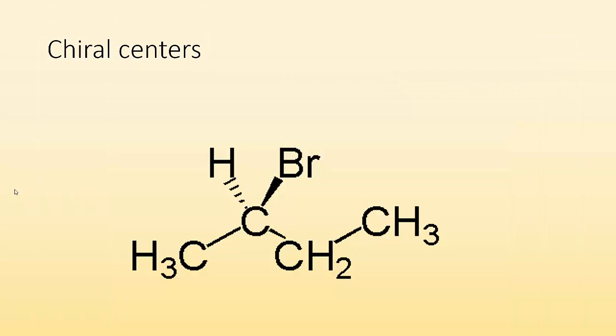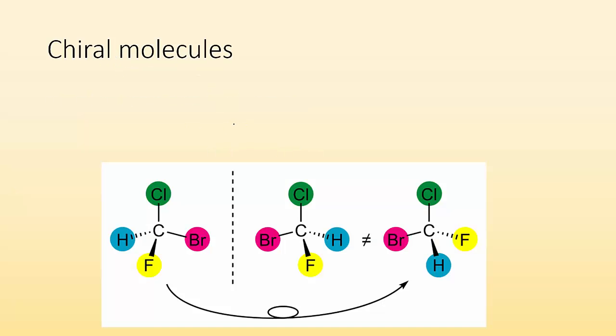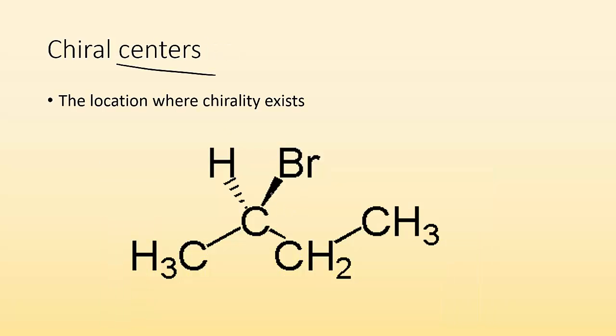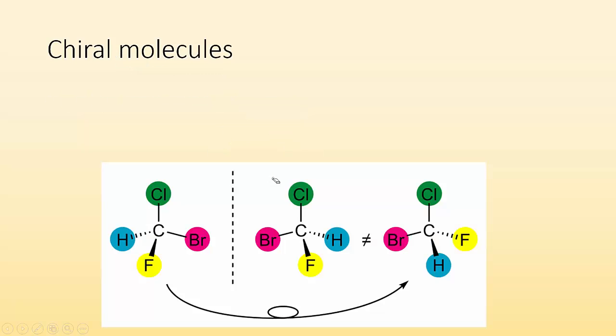All right. So chiral centers. The location where chirality exists is called a chiral center. So, taking a look at this one, this carbon right here is a chiral center. I'm going to put an asterisk next to it because it has 4 different substituents. And if I switch the hydrogen and the bromine from going away versus coming towards, then I end up with a different molecule, or a molecule with them arranged differently in 3-dimensional space.